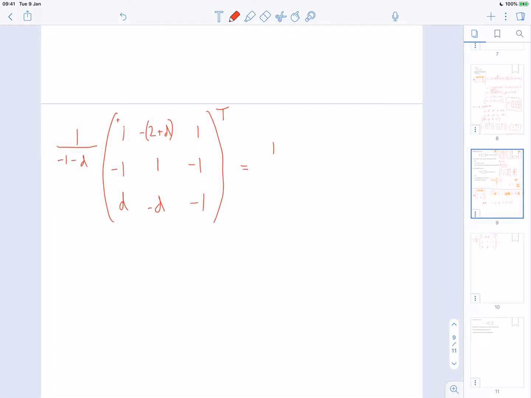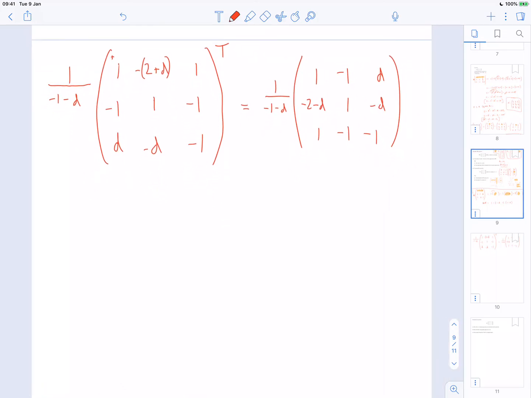Right, so this is going to be 1 over 1 minus 1 minus D, and then the diagonals stay the same, so 1, 1, minus 1. This becomes minus 2 minus D down there, and that becomes a minus 1. The D pops up to there, and that's a 1 down there, and then I've got a minus D minus 1 here.